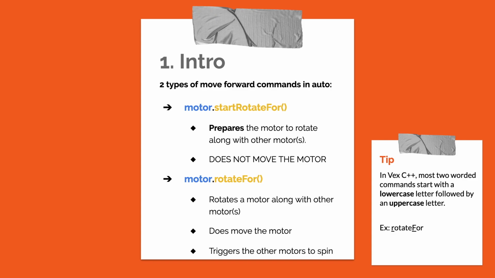And the second type is the rotate for command, and this command rotates motors along with other motors, and this one actually does move the motor. This command is what triggers the start rotate for command to actually start to spin. Although that one just prepares the motors to start spinning, so this is kind of the trigger to start it. So with these two commands in mind, we can start programming.